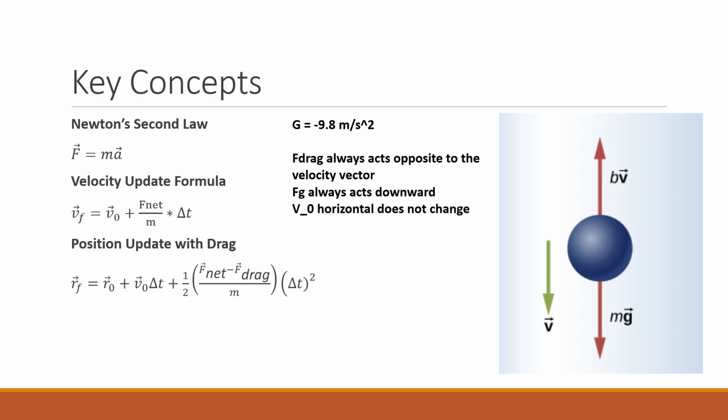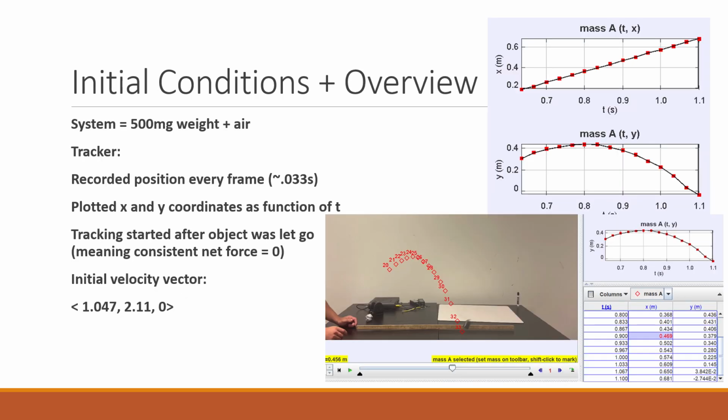Our g coefficient is negative 9.8, and an important concept is that the force of drag always acts opposite to the velocity vector. The horizontal velocity does not change. For initial conditions and an overview, the system equals a 500 milligram weight plus the air. The surroundings were everything else.